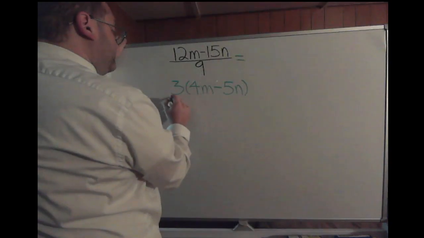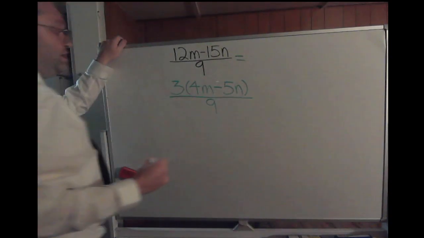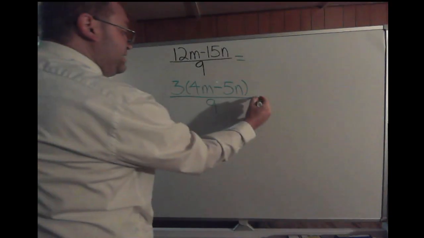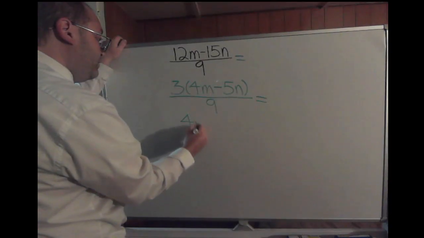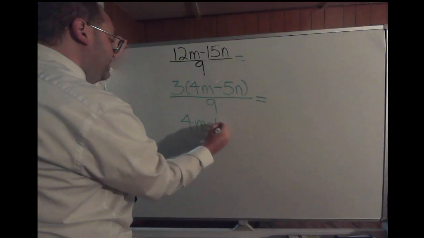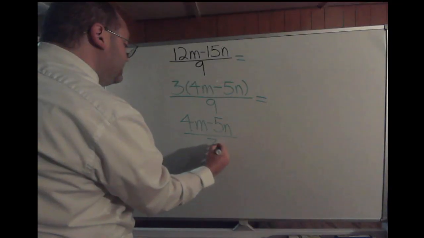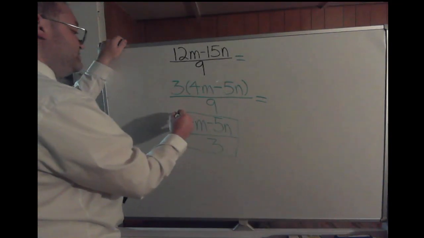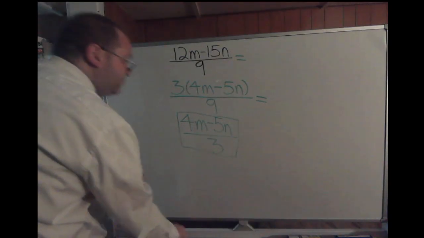That doesn't factor any further. You have that over 9. Well, between the numerator and denominator a 3 factors out. You factor the 3 out, you're going to get 4m minus 5n over 3. And that's as much as you can factor it. So when you simplify this, you would get 4m minus 5n over 3.